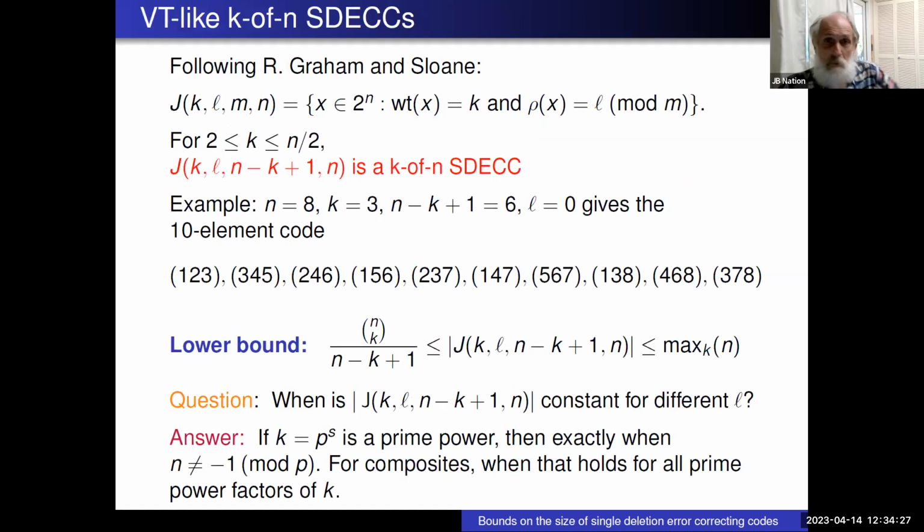Okay, so following Graham and Sloane, let's define these sets J of k, l, m, n with four parameters. k you recognize as the weight, the Hamming weight. n is the length. And now you look at words where rho of x is l mod m. Those are the parameters.